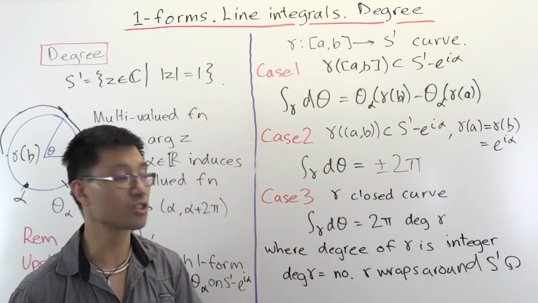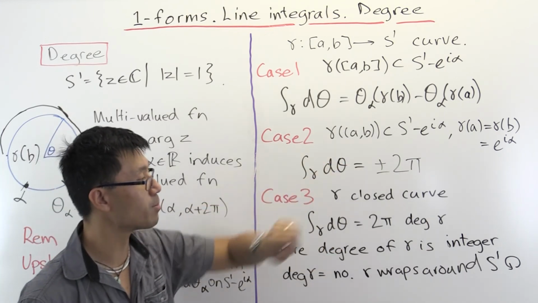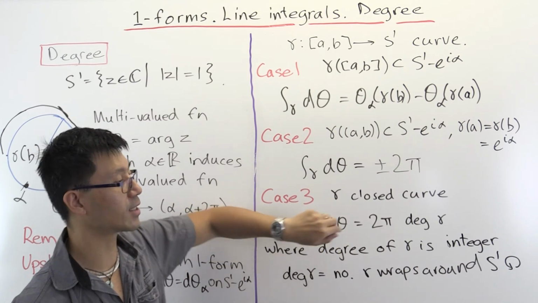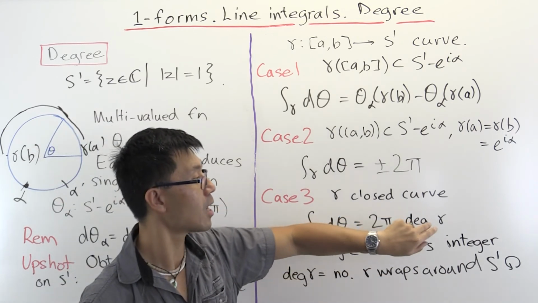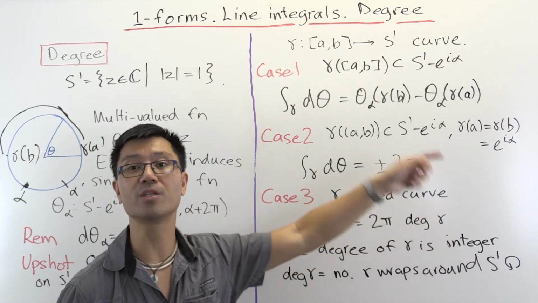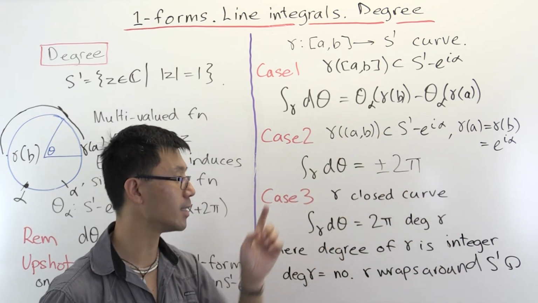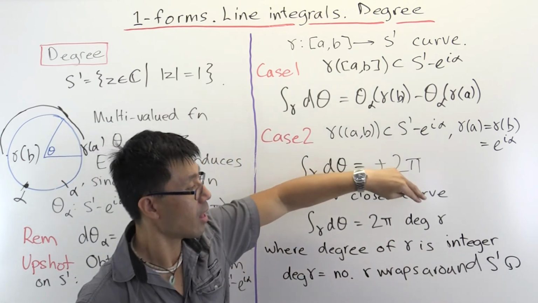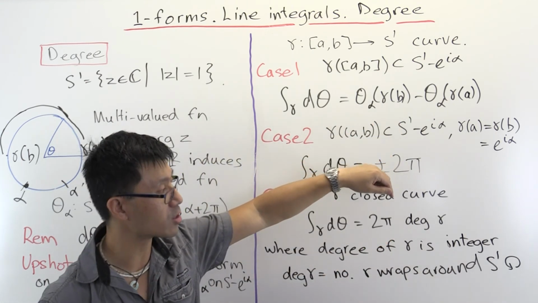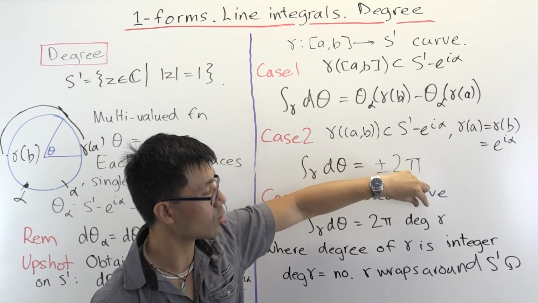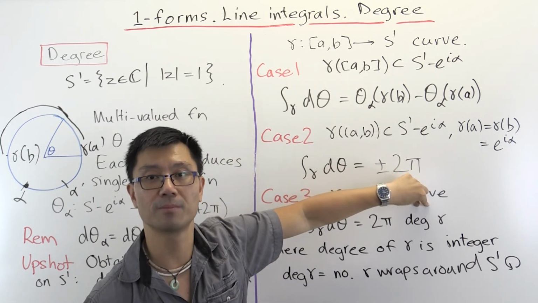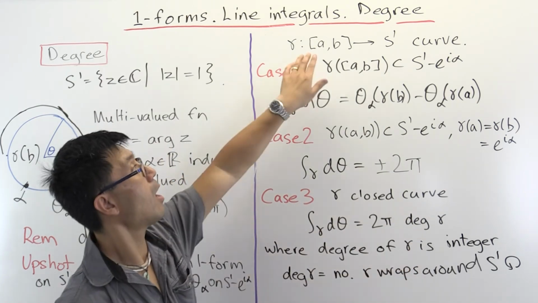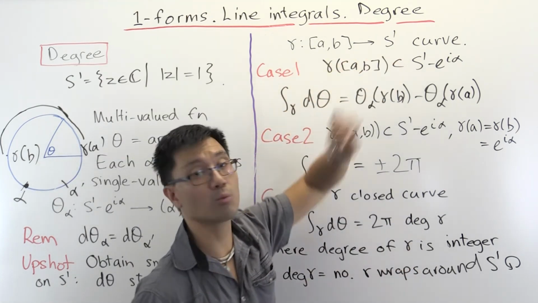Okay, so if gamma is a closed curve, then of course, as you can see from this argument here, the integral of d theta over gamma is 2 pi times the number of times you wrap around this circle in the anti-clockwise direction. And that number of times that you wrap around the circle in the anti-clockwise direction in total is called the degree of gamma. So this is telling you about the degrees of basically closed curves on S1.